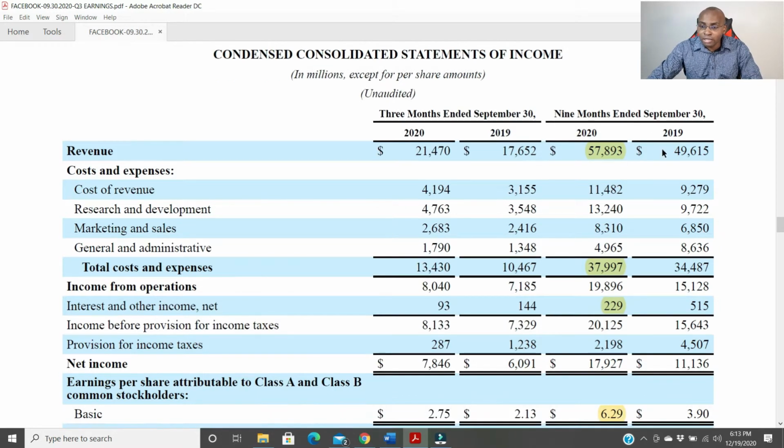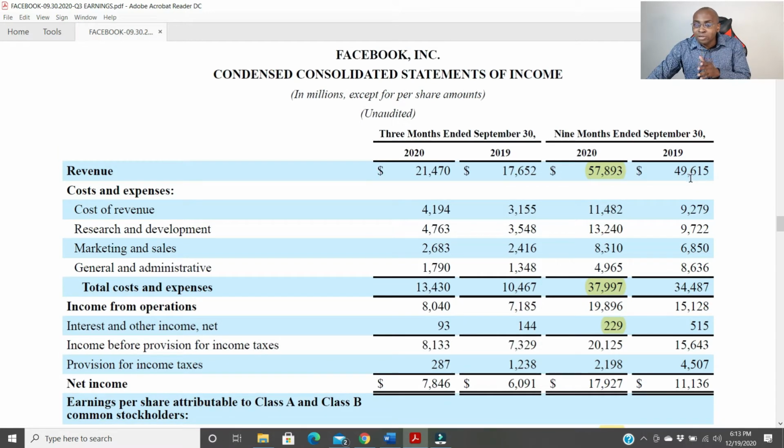So right out the gates, revenue. We see that revenue has increased from 49.6 million to 57.8 million. That is not too bad, right? Oh, and if you're first going through this financial statement, for those who are new, these are in millions. See it? In millions. So all you gotta do is just add 3 zeros at the end. So watch me now.